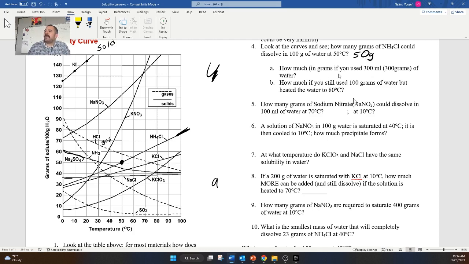How much in grams if you use 300 milliliters or 300 grams of water? So all of these are for 100 grams of water. If we had 300 grams of water, how much can we dissolve? It's going to be 150. We're just going to multiply by 3. So 150 grams. How much if you used 100 grams of water but heated the water to 80 degrees C? So this time we just moved to 80 degrees C. And what's our answer? It's going to be right here at 65 grams.